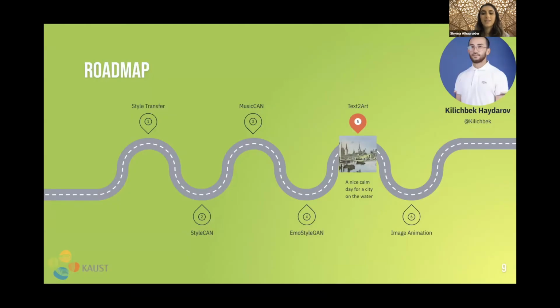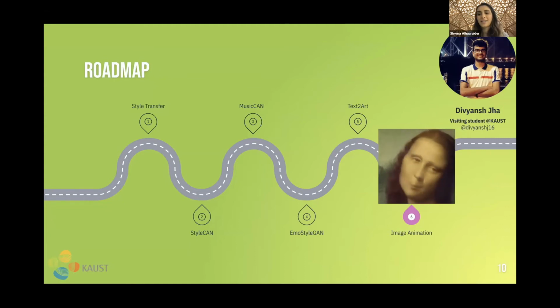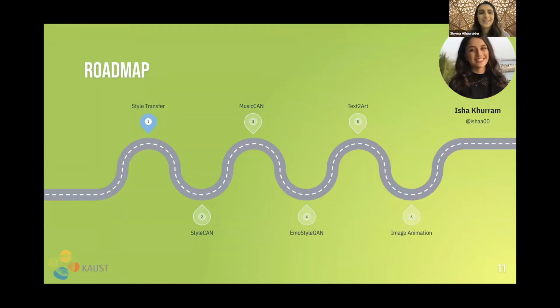Then Kalish is going to present to us text to art, where you can transform any piece of text into a painting or an image. As you can see here, a nice calm day for a city on the water is transformed into the image in front of you. And I honestly think it's a very good representation of that text. At the end, Devansh is going to take the presentation and present image animation, where you can animate any static image or painting into a moving one. Like, for example, here you can see the Mona Lisa is singing. All right, I hand over to you, Isha, to take us on a journey and present to us style transfer.